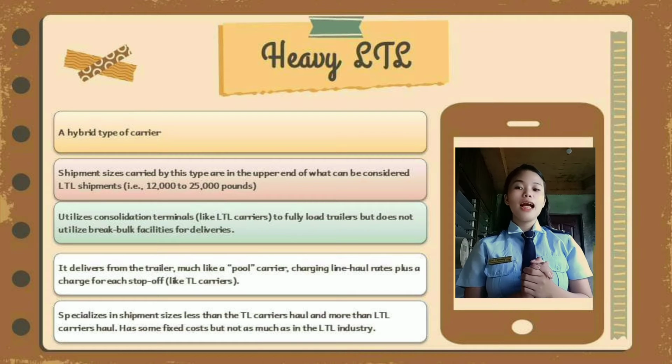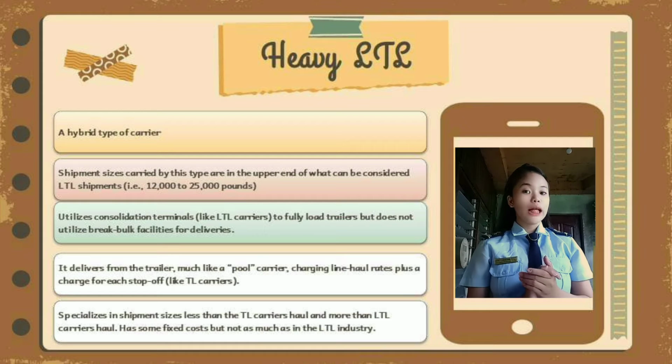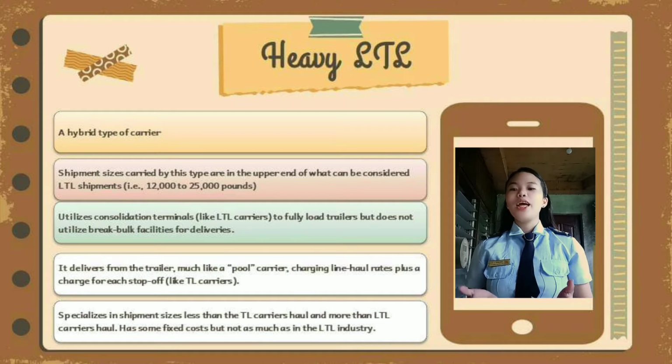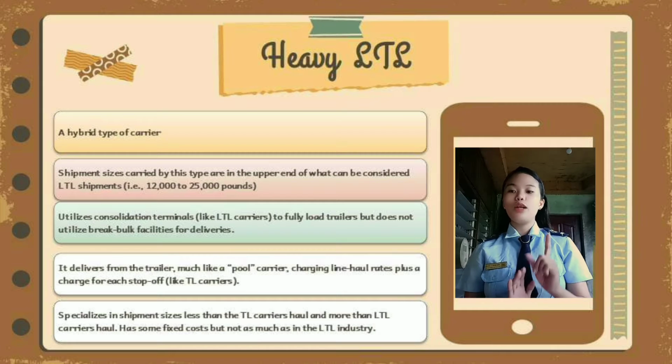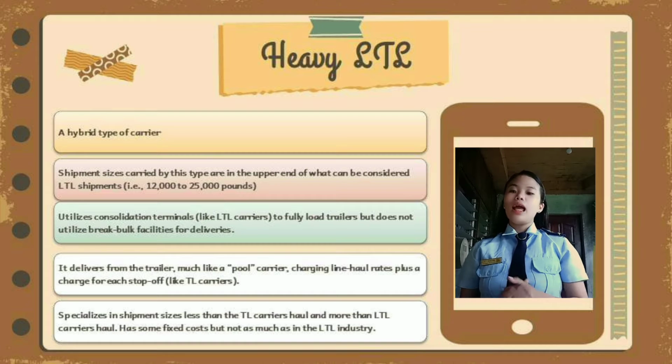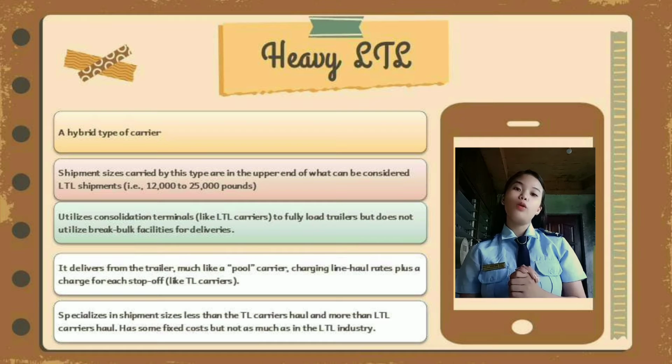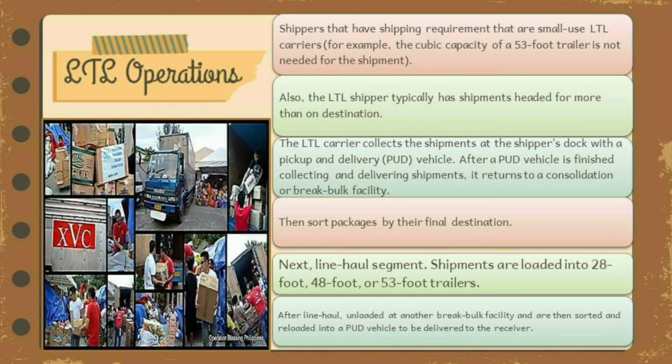A heavy less than truckload is a type of carrier that is hybrid. The shipment sizes carried by this type are on the higher end of what we call less than truckload shipments. It uses consolidation terminals to fully load trailers but does not use breakbulk facilities for deliveries. Heavy less than truckload delivers from the trailers similar to a pool carrier, charging line haul rates plus a stop-off charge. It specializes in shipments that are smaller than the truckload carrier's haul, but larger than a less than truckload carrier's haul.